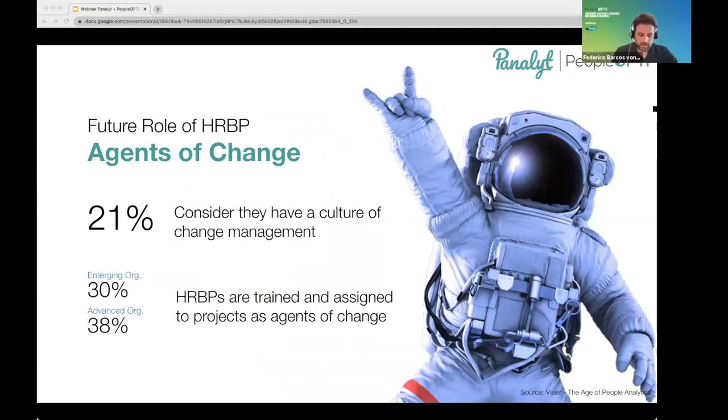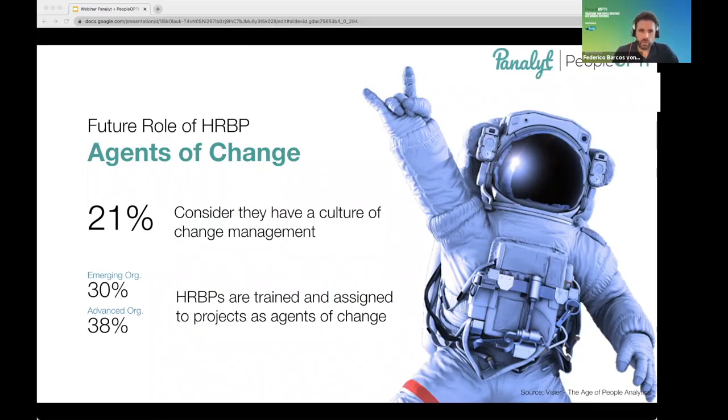So the last slide that we have in terms of the theory of what we think companies can do to build a strategic function is that people analytics is going to change the purpose of HRBPs. We think that the future of business partners' role is going to be more focused on being an agent of change and not a supportive area as it is today for most companies.